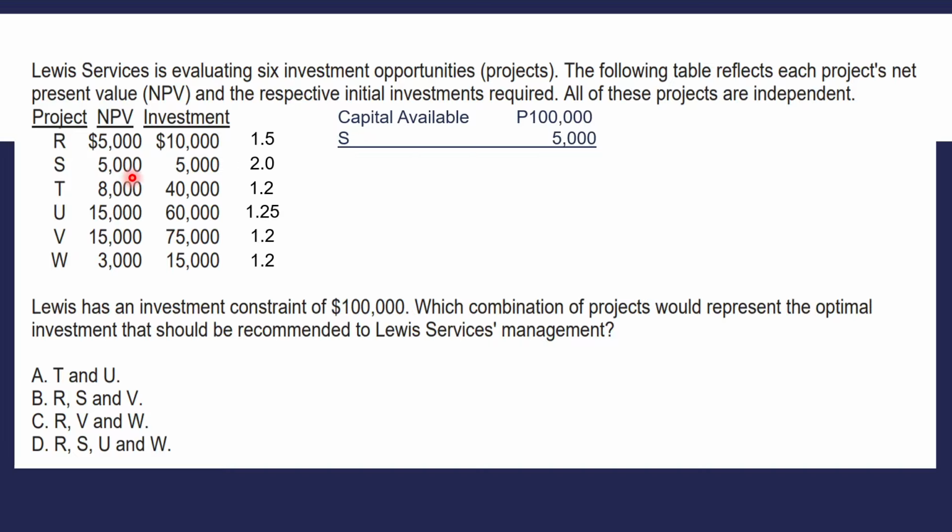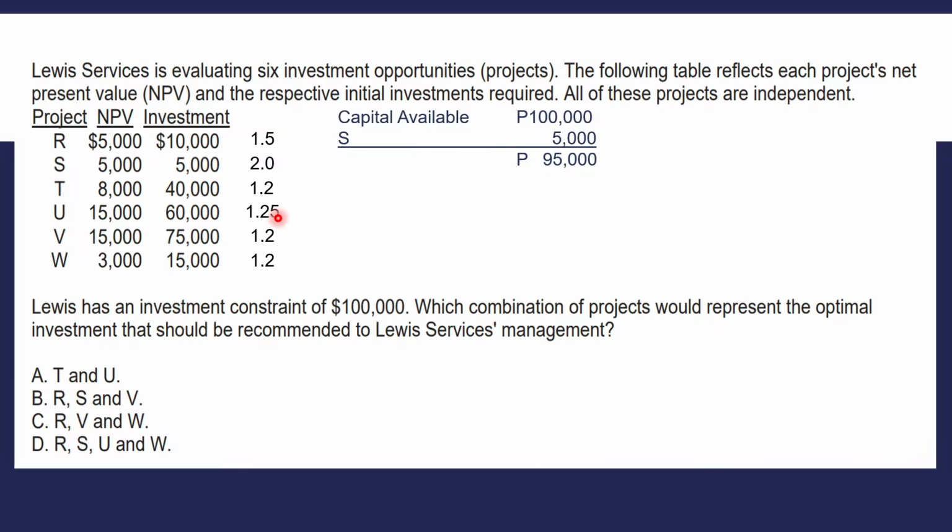Sir, maliit ang NPV niya. Ba't natin siya inuuna? Maliit nga yung NPV niya. Kaso maliit din yung investment. By taking project S, your NPV is now 5,000. Although you only consume 5,000. 100 minus 5K, halos hindi gumalaw yung pera mo. It's like you haven't touched your money yet. You still have 95,000 available.